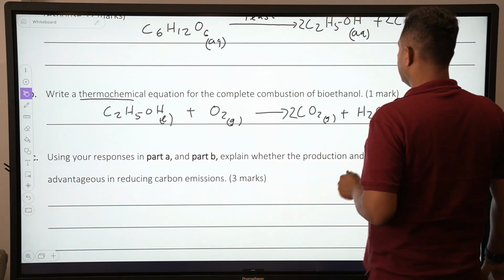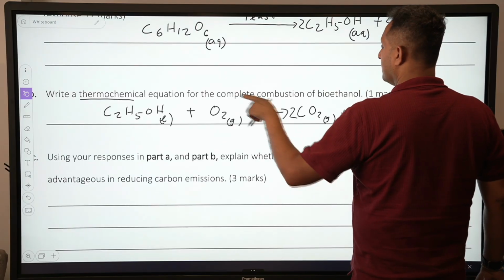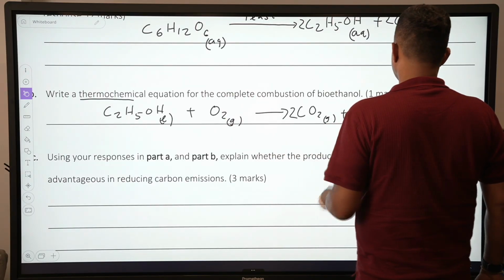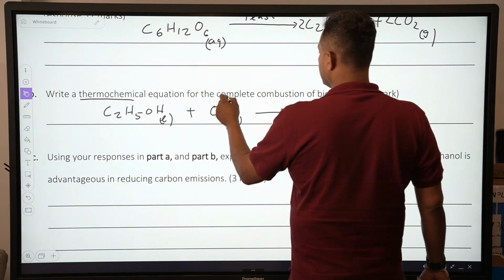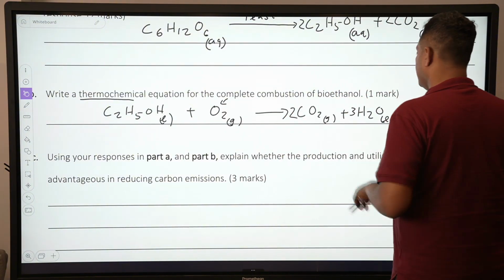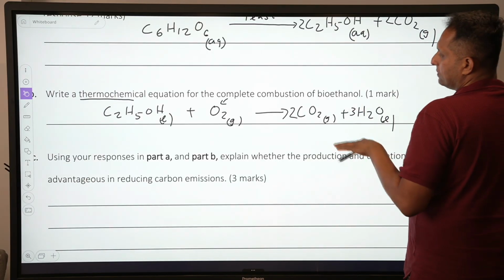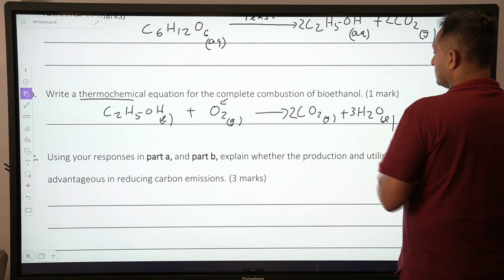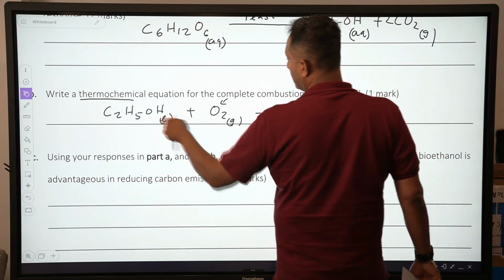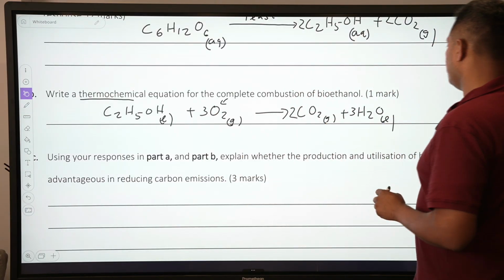In this case, we balance the carbon, then we balance the hydrogen, 6 hydrogen. Always balance oxygen last, because it is by itself so you can easily manipulate it. Here 7 oxygen on the right hand side, 1 oxygen already there, so it needs 3. Now this is a balanced chemical equation.